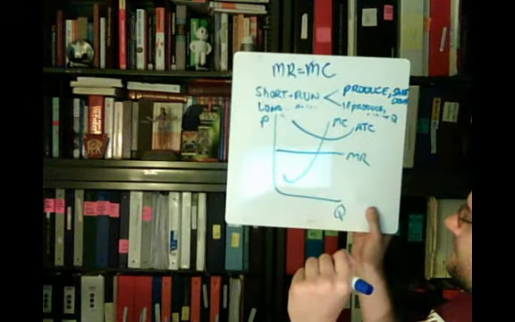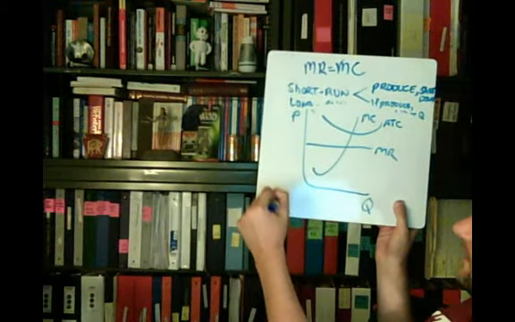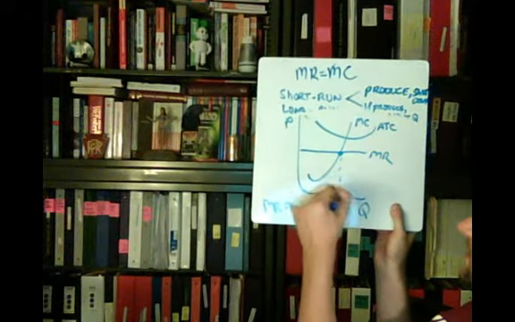Now, what about a situation where they earn a loss? How would that look? Well, it would look something like this. The ATC curve would be above the marginal revenue. Again, let's go through the steps. Set MR equal to MC. That tells me my quantity.